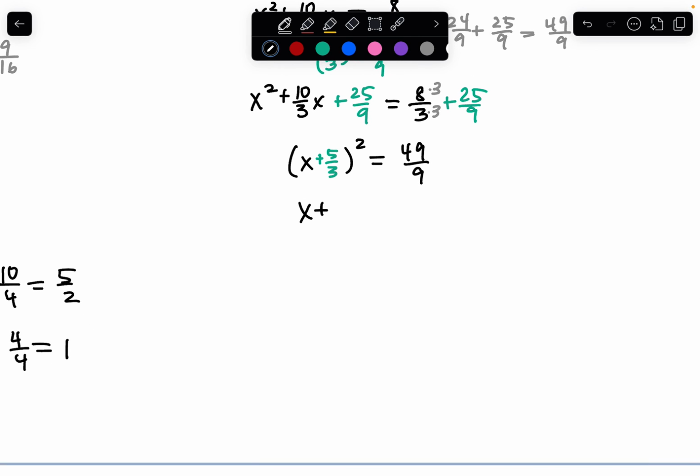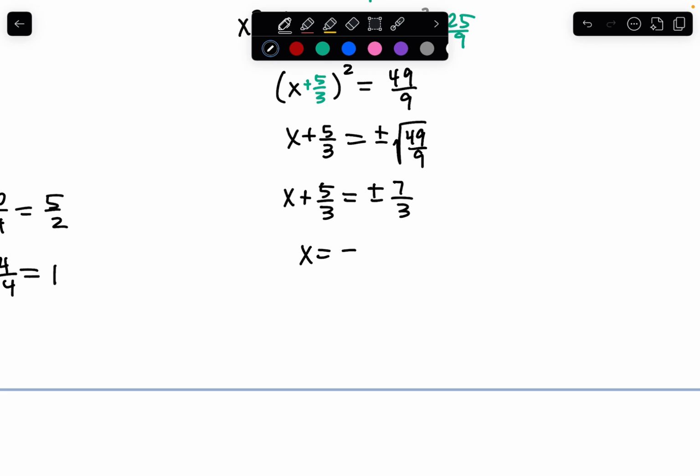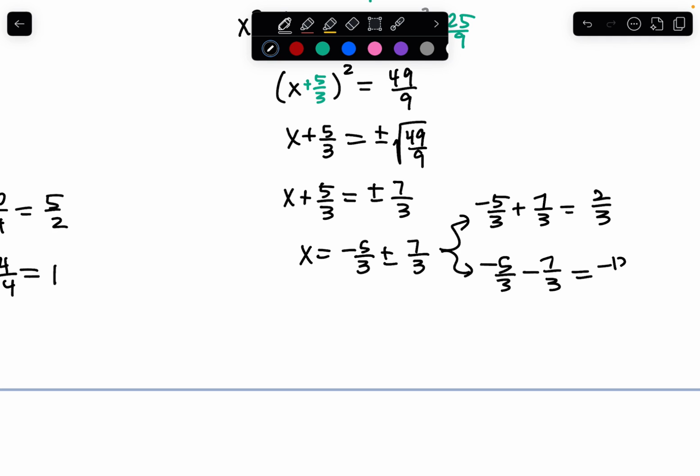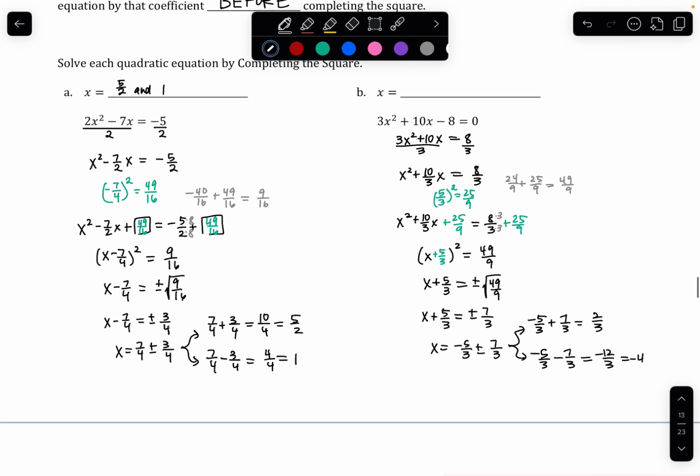We're ready for the square root property. We can square root the top and square root the bottom, which gives us plus or minus 7 over 3. Move the 5/3, so it's negative 5/3. And then write your cases. Negative 5/3 plus 7/3. Negative 5/3 minus 7/3. This would be 2/3. This would be negative 12/3, which is negative 4. And so our solutions are 2/3 and negative 4.